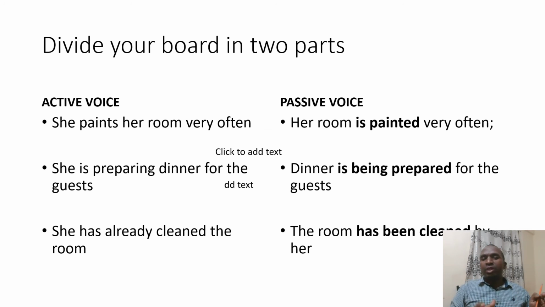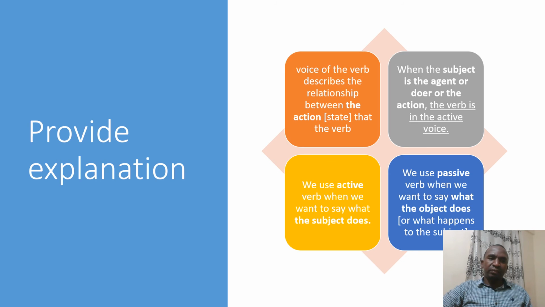So the active voice, like we say there, she paints her room. Passive voice, her room is painted very often. So that's important when you're making the active and the passive voice. Now, as time goes, depending on the level of your learners, if they are class 5, you can end there. If they are Form 2 students, tell them the voices of the verb.